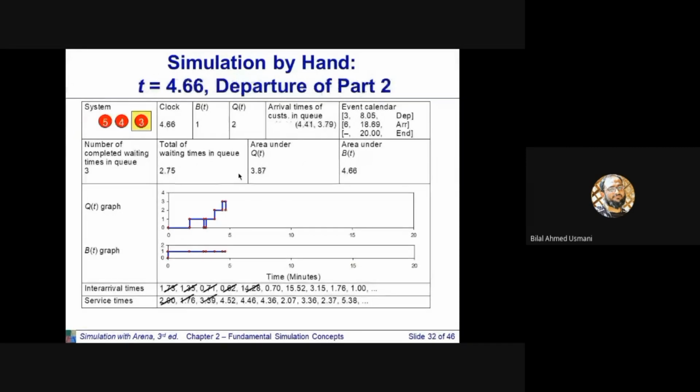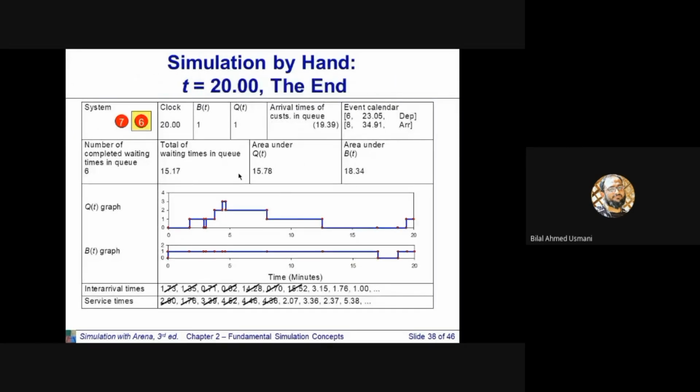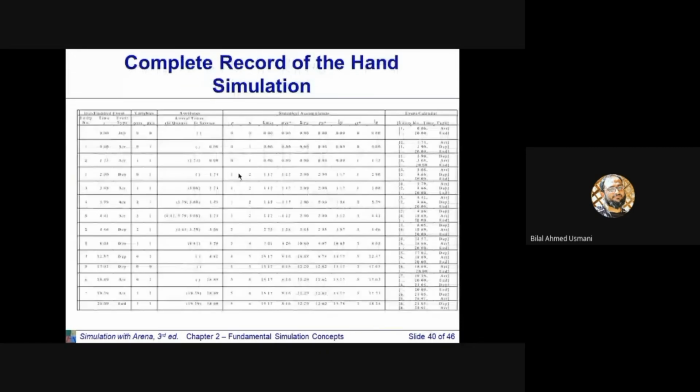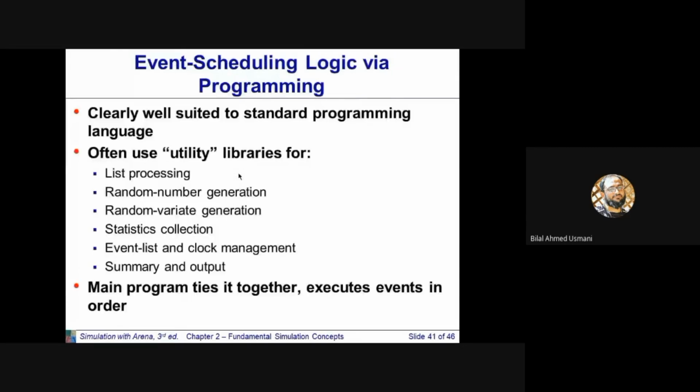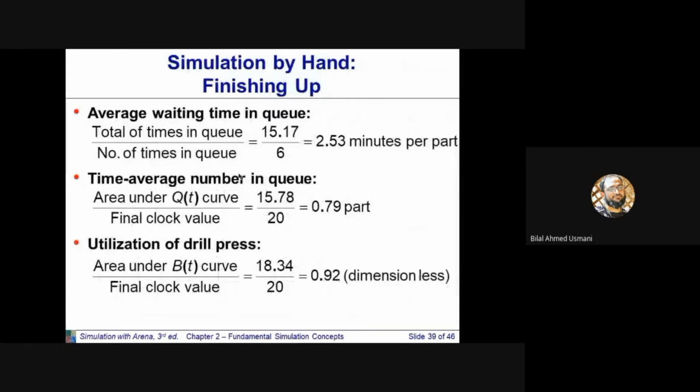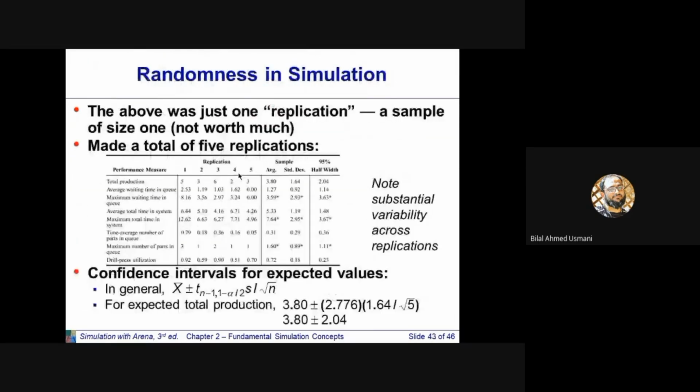So kindly try to read this lecture before coming to the next class. These are some simulations by hand, and from these simulations we have estimated the average waiting time in queue, the time-average number in queue, and the utilization of the press or the machine servicing. And that's all.